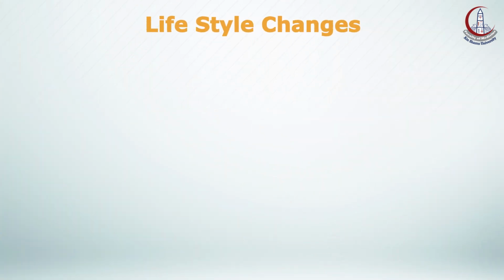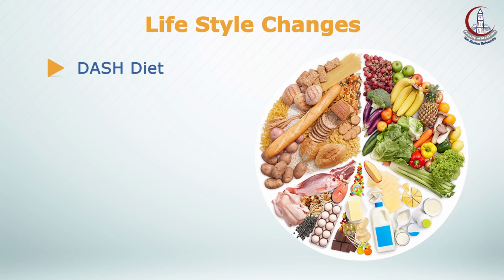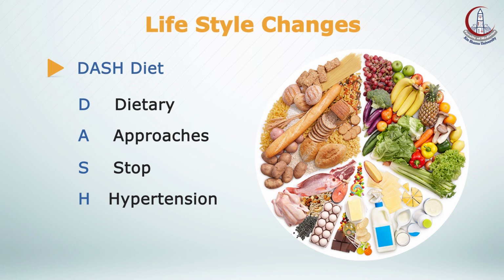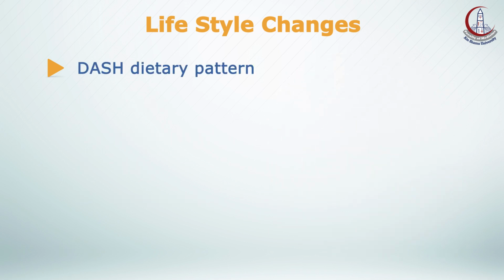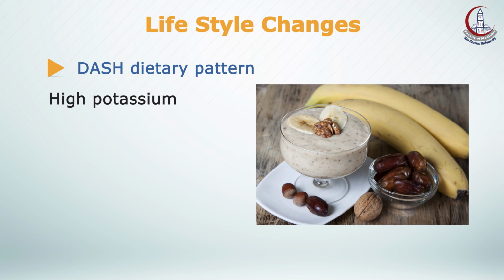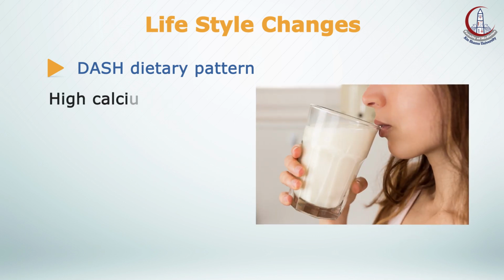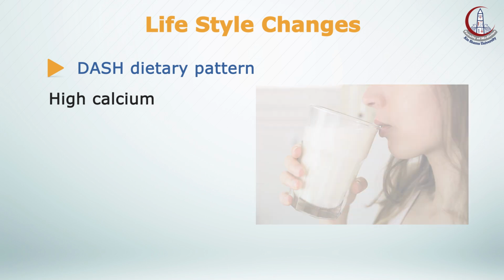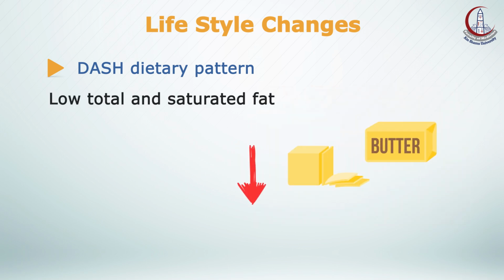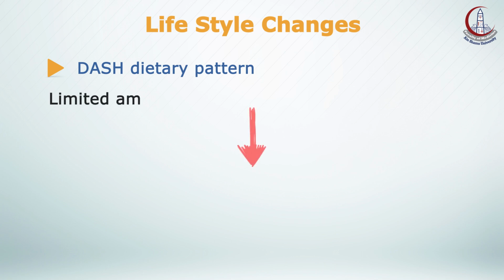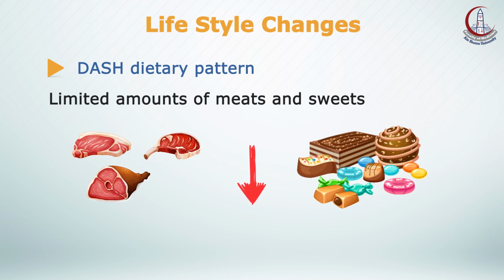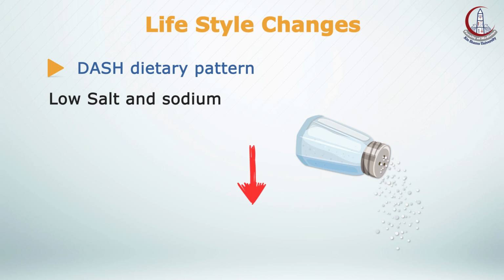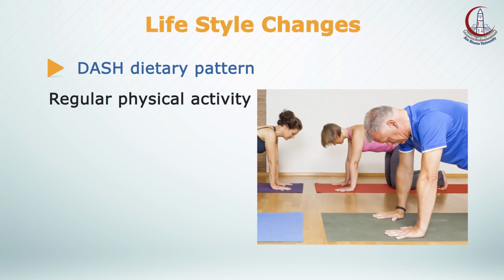Lifestyle changes include dietary approaches such as the DASH diet, which is the dietary approach to stop hypertension. It is recommended by physicians for people with hypertension or prehypertension. DASH dietary pattern is rich in potassium from fruits and vegetables and calcium from skimmed dairy products, low in total and saturated fats, and contains limited amounts of meats and sweets, salt and sodium intake reduction, and regular physical activity.